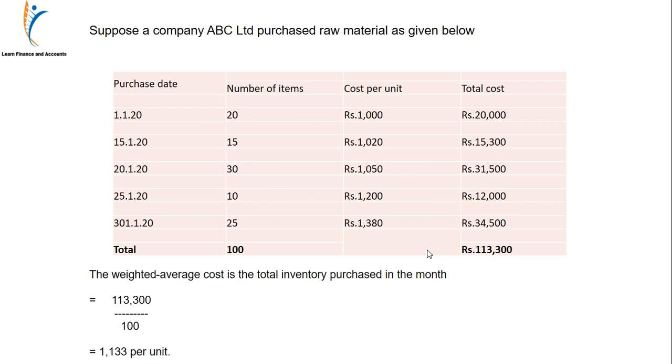And what is the average cost of inventory? Average cost of inventory will be total cost divided by number of items, which will be 113,300 divided by 100, which is 1133 per unit. So this is how we calculate by using the third method.